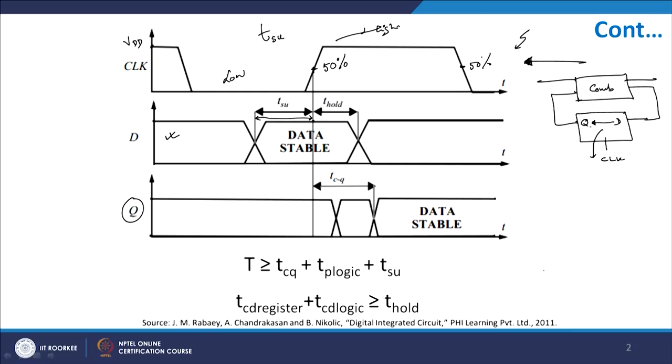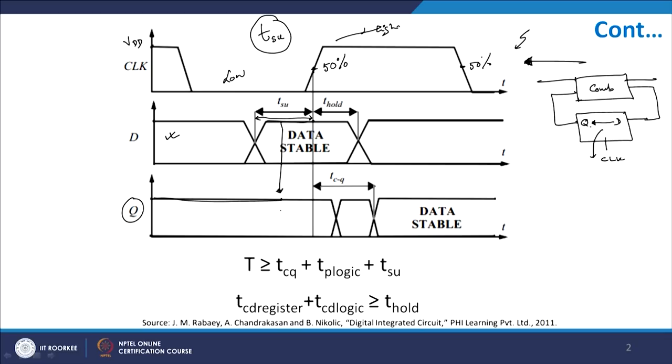So what I am trying to tell you is that your data should be held stable at least TSU nanoseconds before the rising edge of the clock. If it is held stable, then only is the data made available to you at Q. So at the rising edge of the clock, your Q value has a particular value, which you see here.